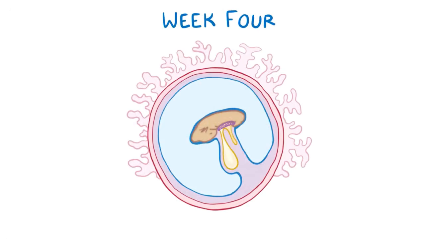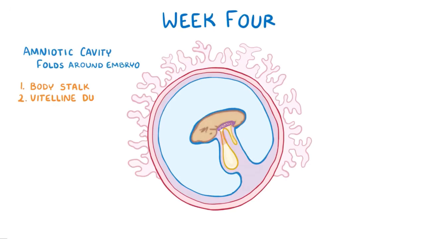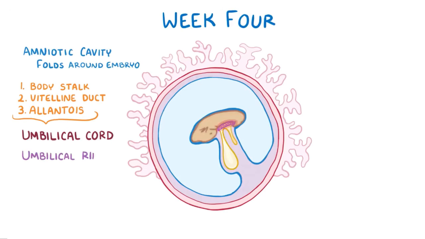In week 4 of development, the amniotic cavity folds down and around the embryo. The body stalk, the vitelline duct, and the allantois get pushed together and form the umbilical cord. And they emerge out of the umbilical ring, which is a fibrous ring of tissue that develops on the abdominal wall at the spot where they emerge from the fetus.